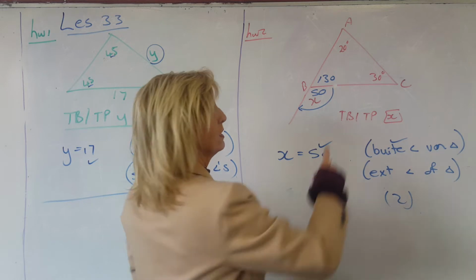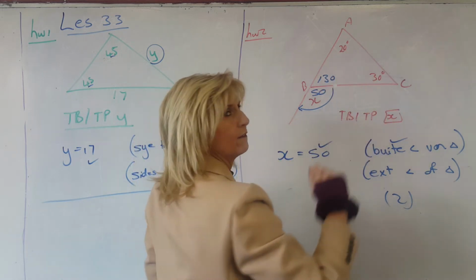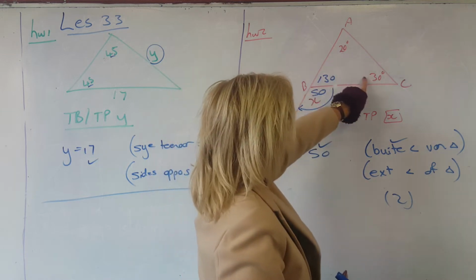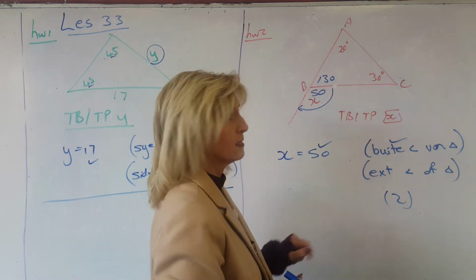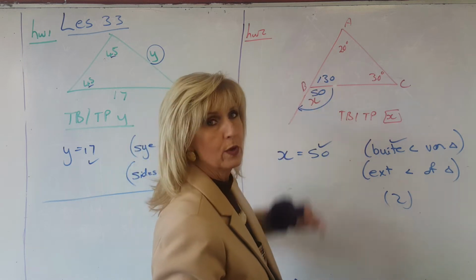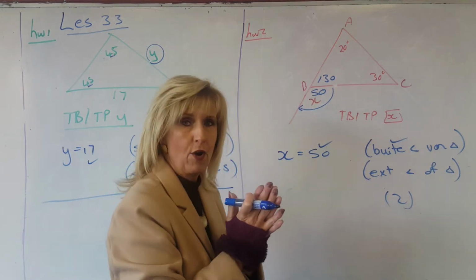Maar juffrou, nou kan ek ook gesê het binnehoeke van 'n driehoek. Ja, dit werk ook. Everything works together. Do you see that the angles add up to 180? Yes. Exterior angle is equal to the opposite interior. Straight line is 180. Alles werk saam. Goed.